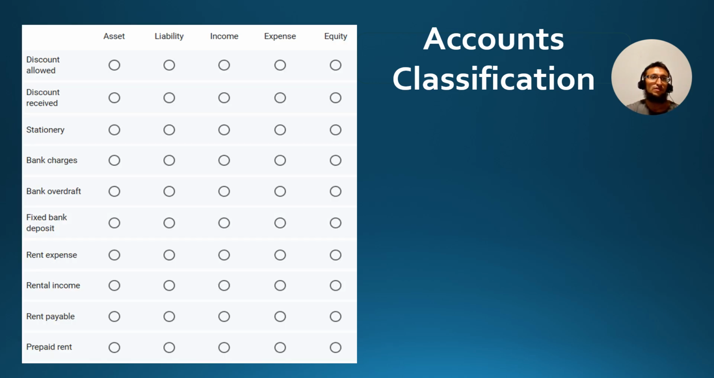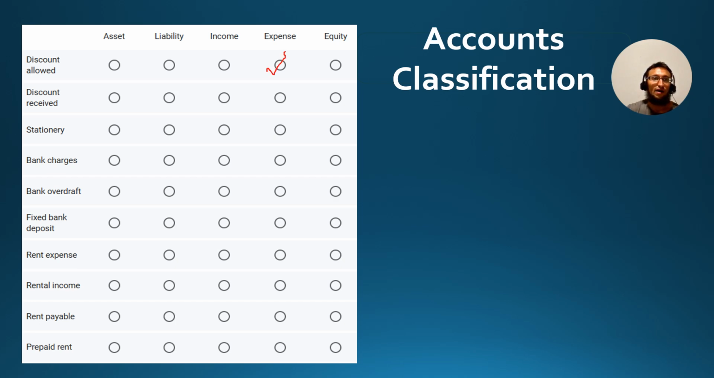Okay, first up on the list here, we have discount allowed. Discount allowed is an account which mentions how the business gives a discount to a credit customer in order to encourage them to pay their debts earlier. So this is a cost to a business and we record it as an expense.